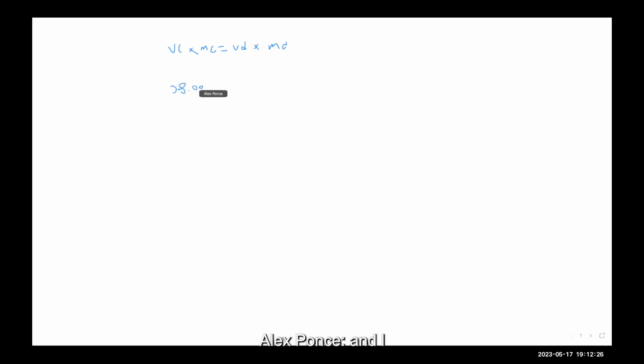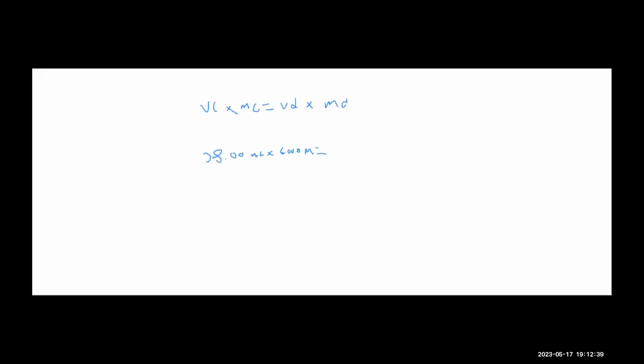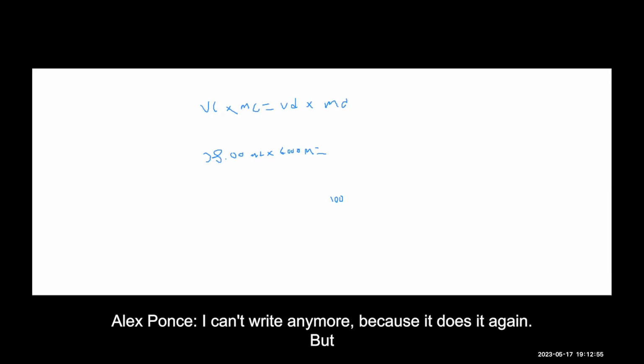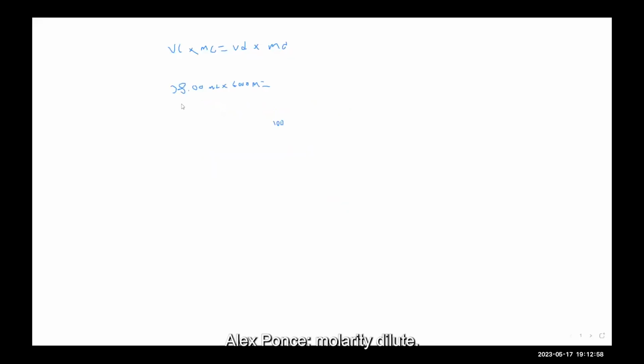38.00 ml times 6.000 M will give you 100 ml times the molarity diluted. I can't write anymore because it keeps doing it again. There we go. Okay. So 38.00 ml times 6 M equals 100 ml times MD, and then you need to find what MD is.